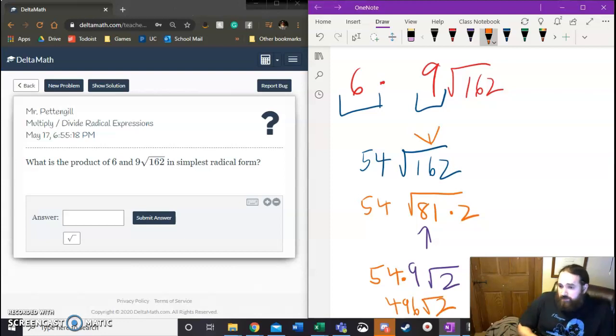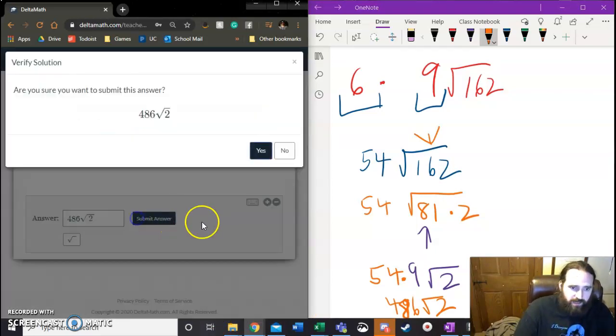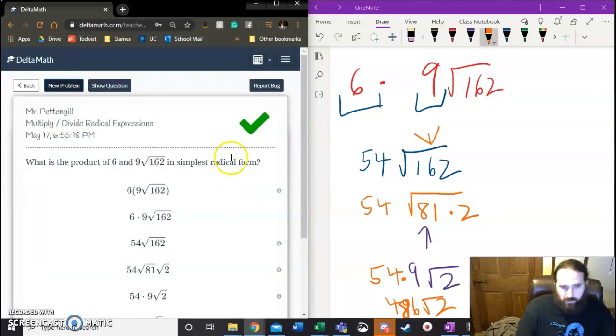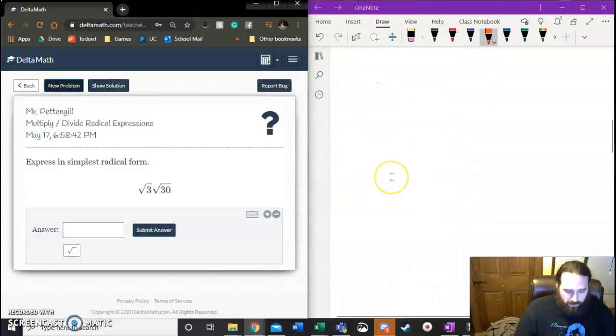Hopefully I did that mental math correctly, because I decided to rush and do it in my head. And before I hit the button, I realized that it's not 496, it's 486. Yes, this is the downside of not checking your math and trying to go quick. So I go 486 root 2. Hopefully I'm right. 486, hit the root button, hit 2, hit submit answer. Yes, beautiful, good.